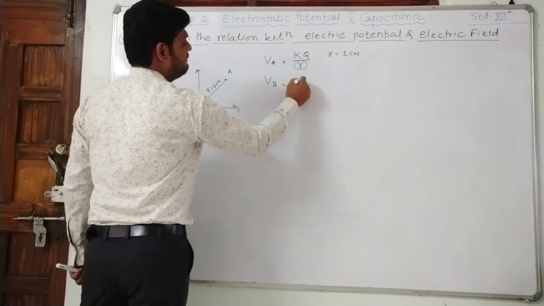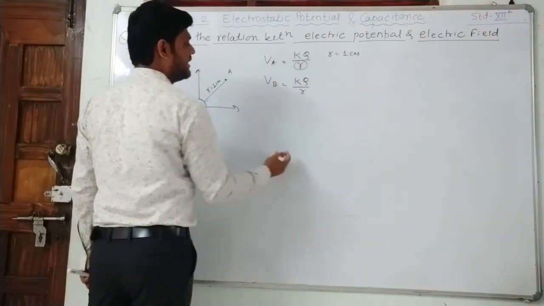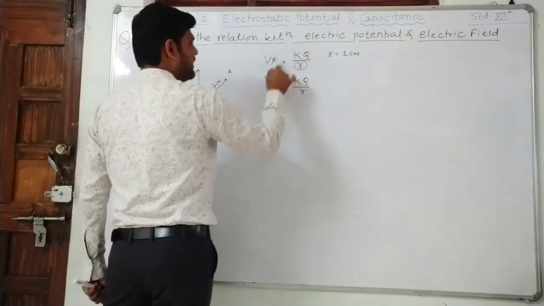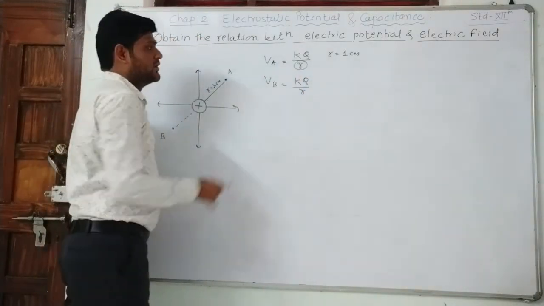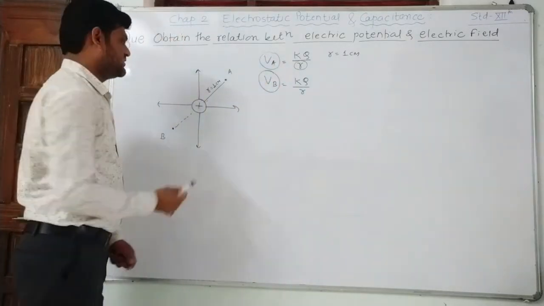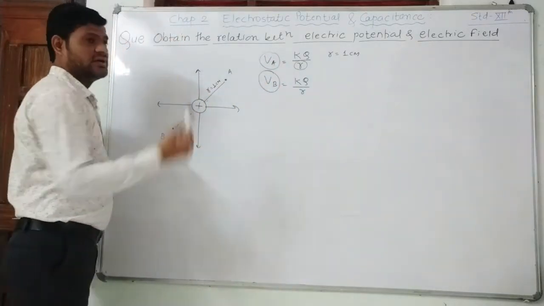VB equal to, again we will write KQ divided by R, and that R equal to 1 centimeter. Hence we can see that equation 1 and equation 2 are both the same. So the potential of point A and the potential of point B are the same. Why? Because they are at the same distance from the plus Q charge.